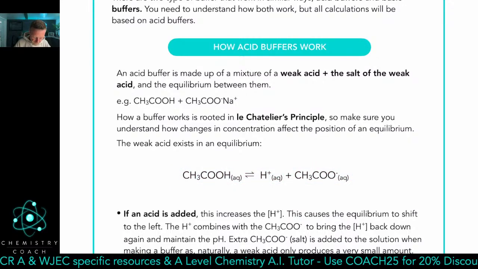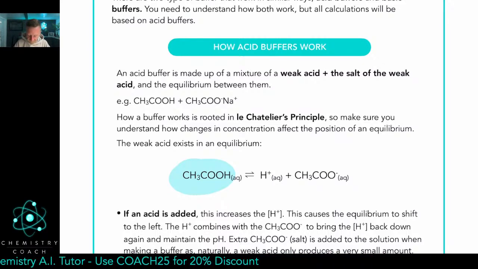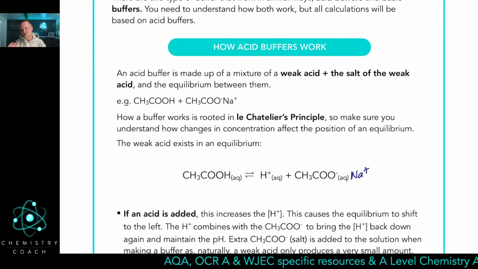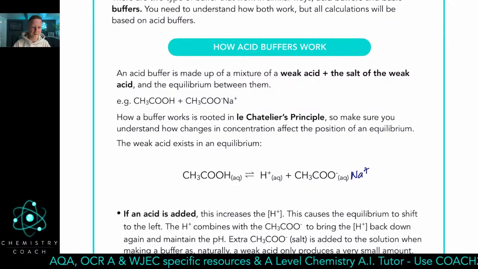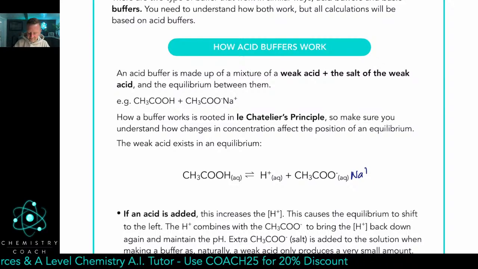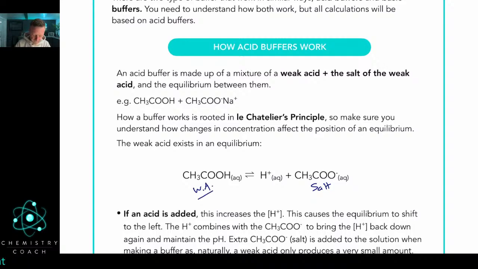So what we've got is our weak acid. I'm using ethanoic acid as an example here. And the negative ion here represents the salt of your weak acid. If you imagine sodium ethanoate as a salt, we're basically looking at the conjugate base, I suppose you could call it, or the negative ion from the acid. So this is our salt, and this is our weak acid.